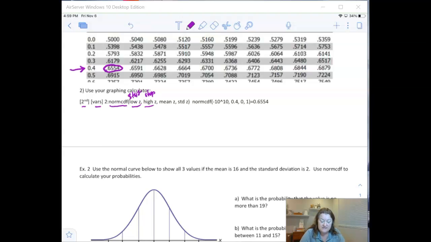Okay, then we put the mean z, and the mean z is always a 0 if it's a z-score, and the standard deviation if it's a z-score is always a 1. So those two parts will always stay the same.